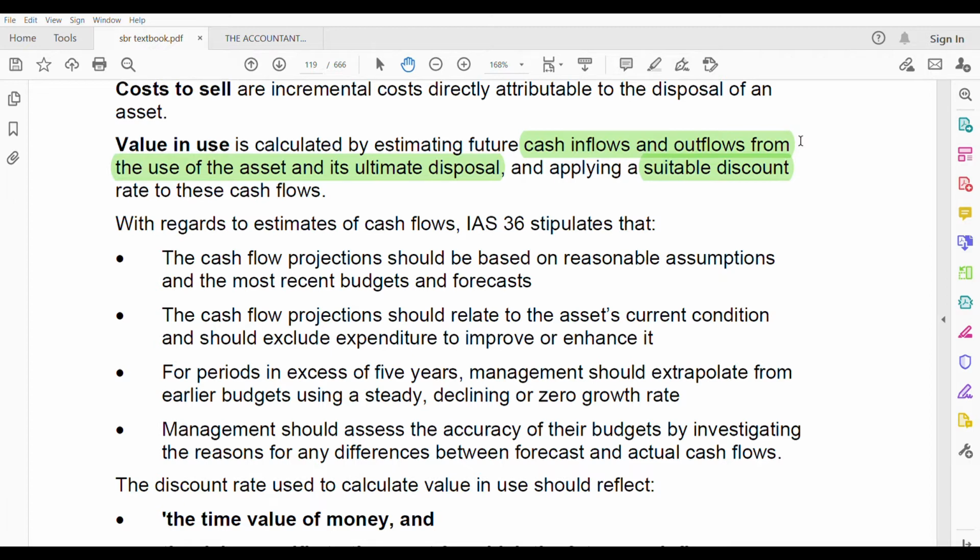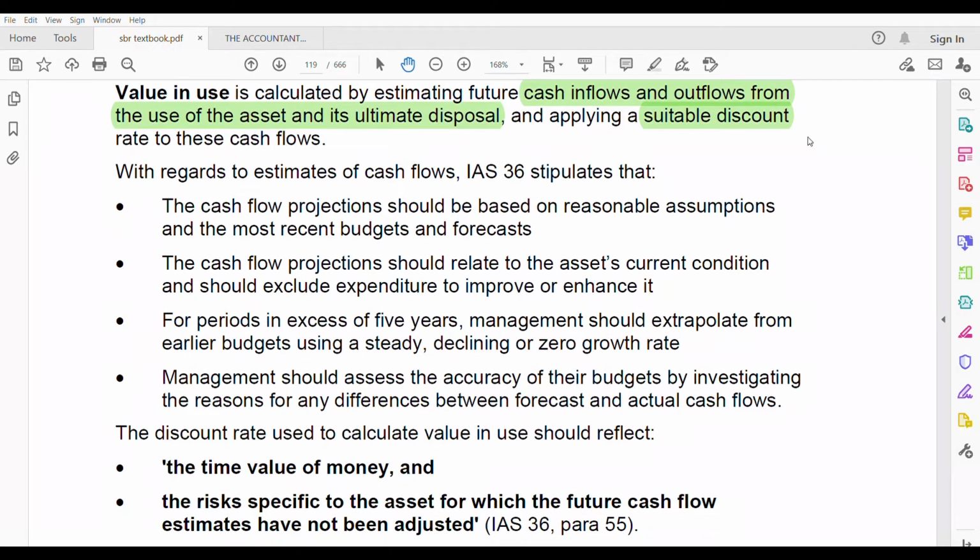Okay. With regards to the estimate of cash flows, what does IAS 36 say? The cash flow projection should be based on reasonable assumptions and the most recent budgets and forecasts. Cash flow projection should be related to the asset's current condition and should exclude expenditure to improve or enhance it. If there is any expenditure needed to improve the asset's current condition or enhance it, you don't take that part. That expenditure is excluded. Only in the asset's current condition, you have to take the cash flow.